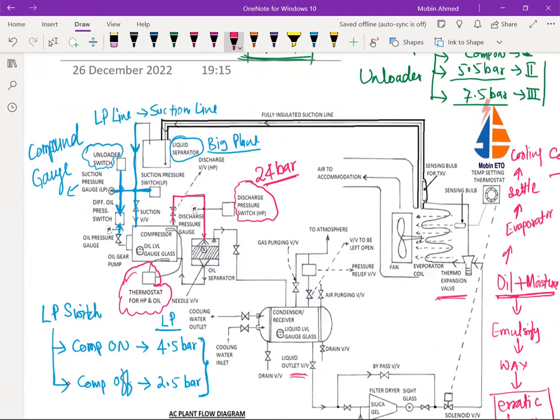There is a needle valve. When it fills up, this valve will operate and the oil is going to return back to the compressor. Okay, it is going to return back to the compressor.